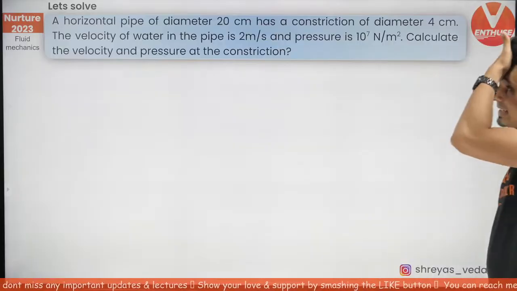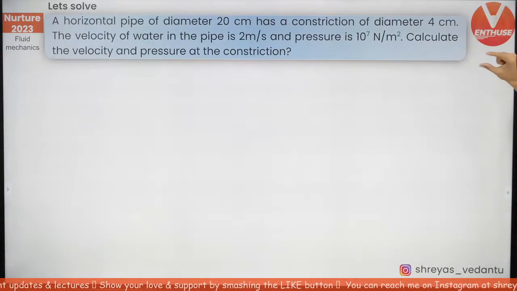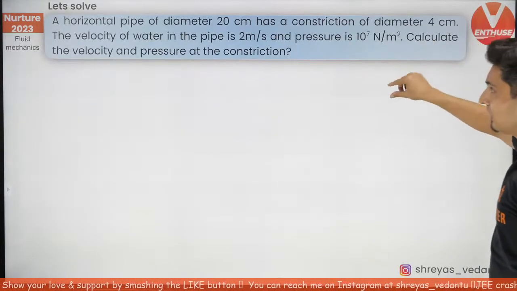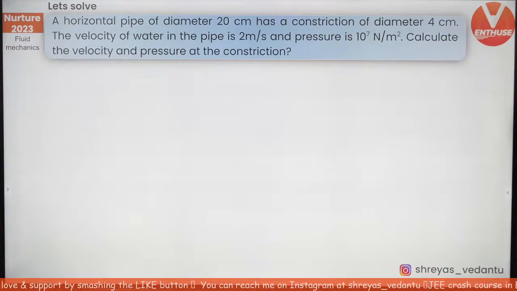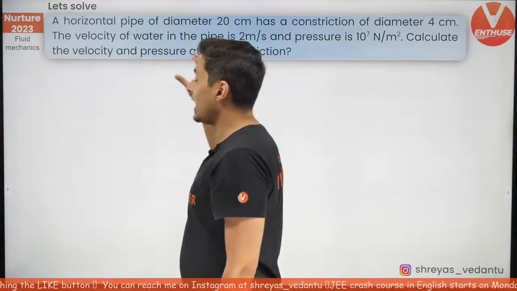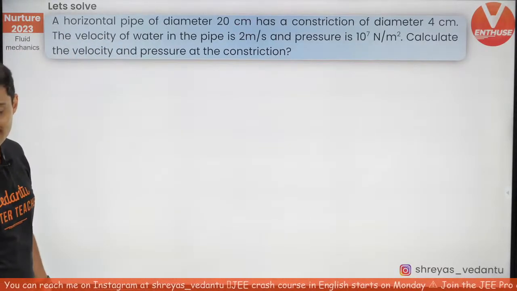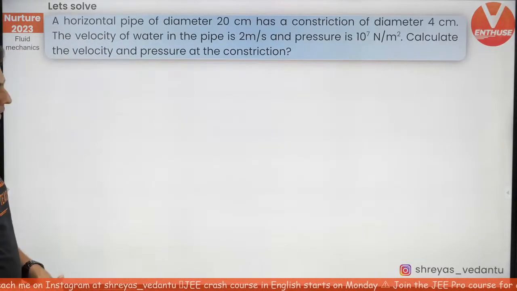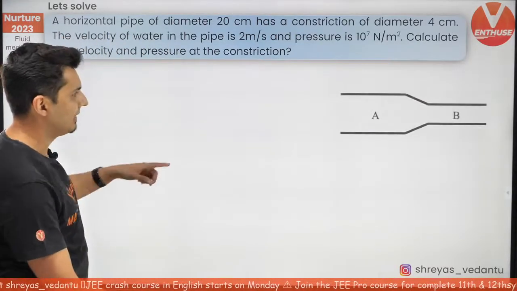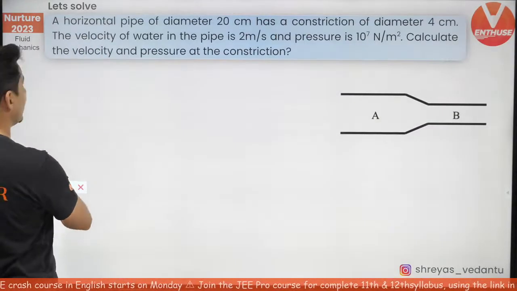All right. Chalo, let's have a look at this. There is a pipe of diameter 20. It has some constriction of diameter 4. The speed of the water is 2 and pressure is 10 to the power 7. Find the speed and the pressure at that junction. Okay, I hope this is clear. Think about it. How are you going to solve this question? Maybe we should probably get a diagram. Let's see if we can get a diagram. Yes, there is a diagram. Okay, let's write down everything.